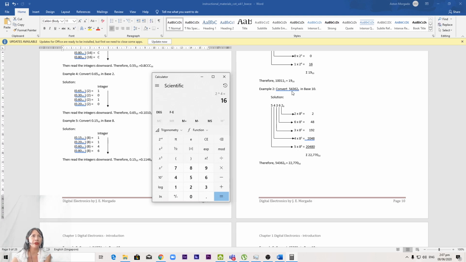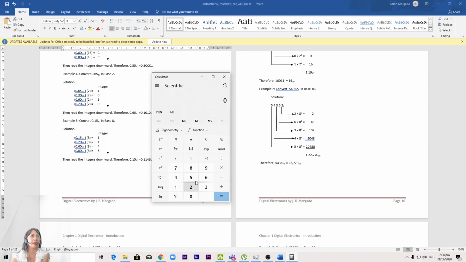Next, second example. Convert 54362 base 8 to base 10. This time our n is 8. The LSB, the least significant bit, is 2. The exponent of this would become 0, and the exponent of the next is 1, 2, 3, 4. So the 2 here, we multiply it with 8 raised to 0. 2 times 8 raised to 0 is 2.